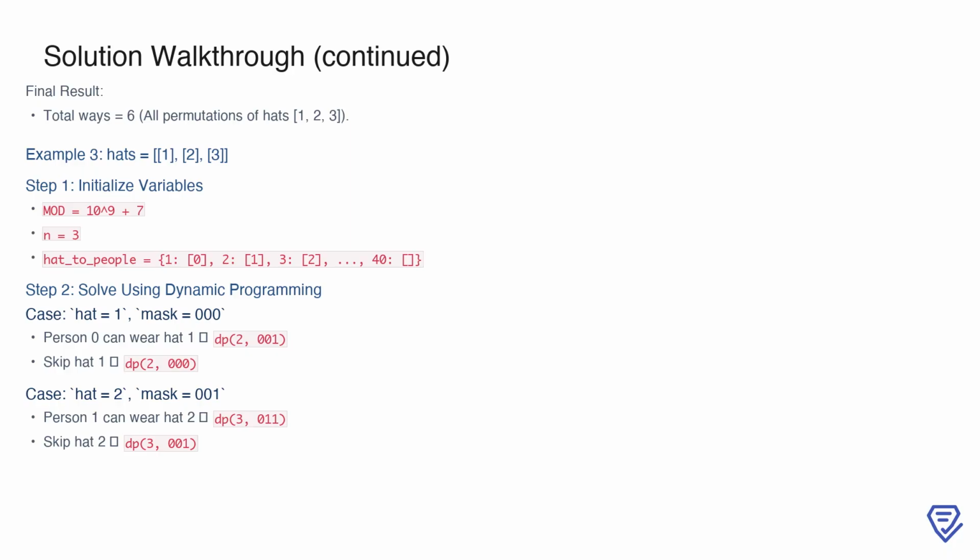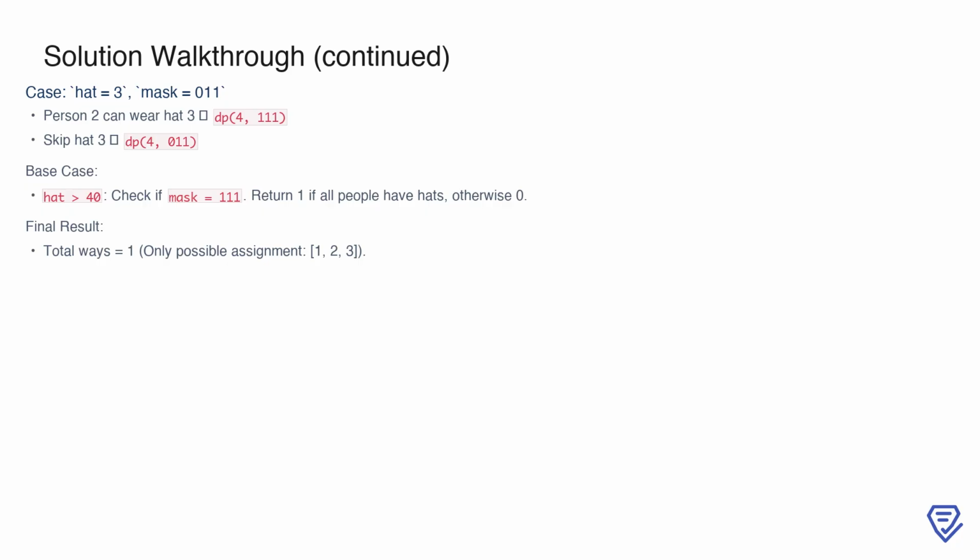We then approach this problem using dynamic programming as before. For this final example, we start with hat 1 in mask 000, meaning no one has a hat. Person 0 can wear hat 1, resulting in DP(2, 001), or we can skip hat 1 and call DP(2, 000).